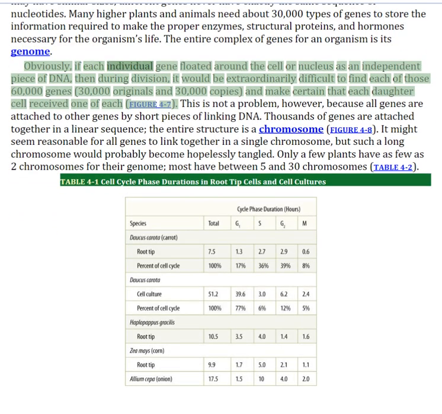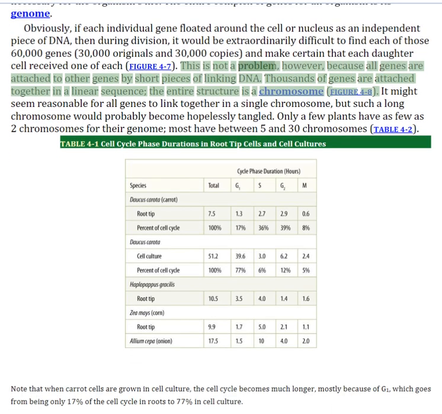Obviously, if each individual gene floated around the cell or nucleus as an independent piece of DNA, then during division, it would be extraordinarily difficult to find each of those 60,000 genes and make certain that each daughter cell received one of each. This is not a problem, however, because all genes are attached to other genes by short pieces of linking DNA. Thousands of genes are attached together in a linear sequence. The entire structure is a chromosome.